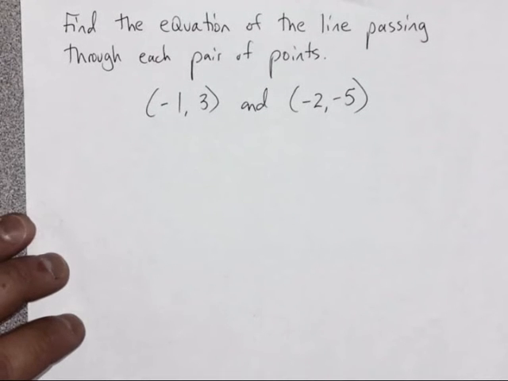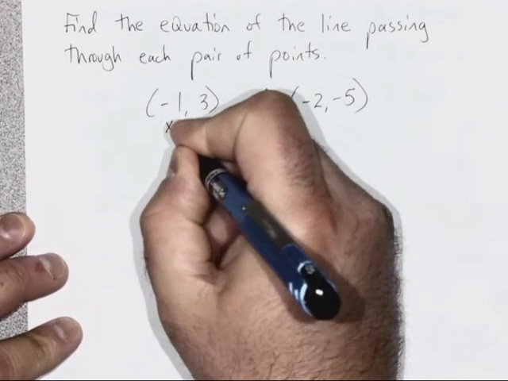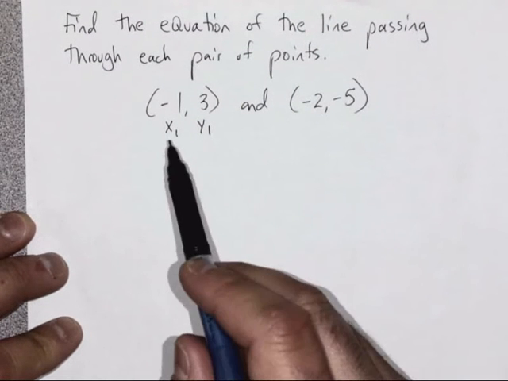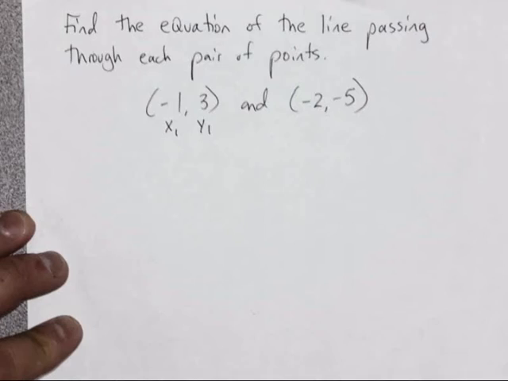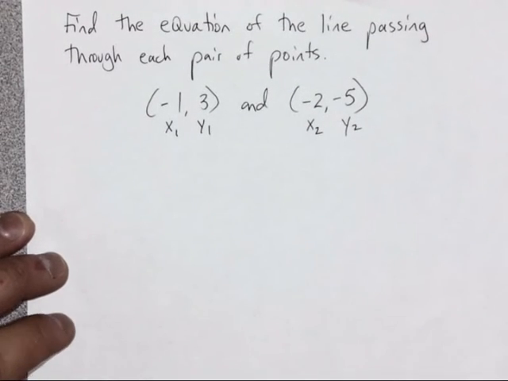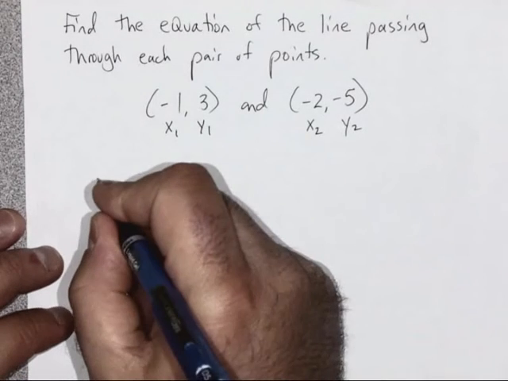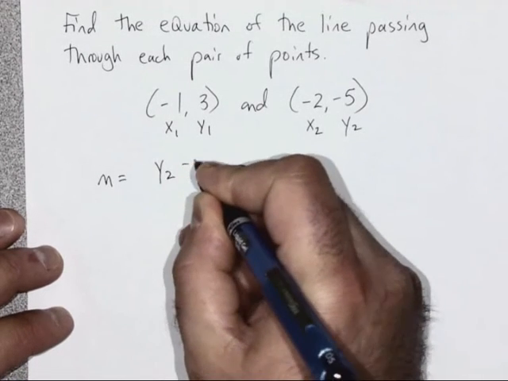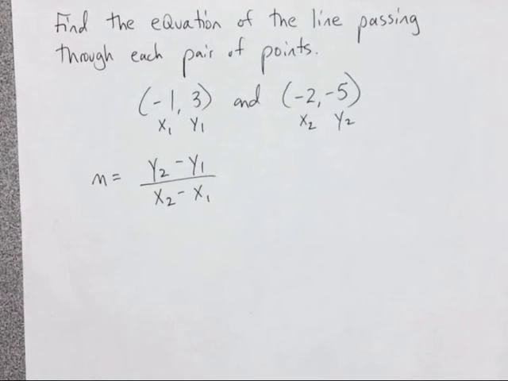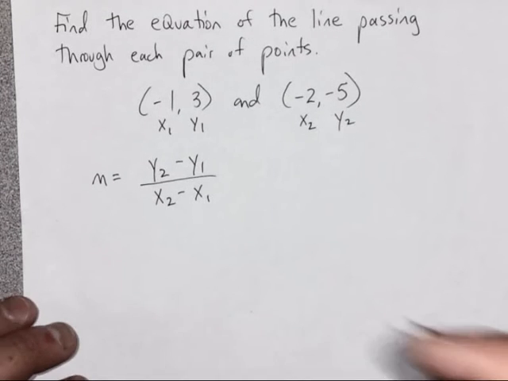We learned how to find the slope between 2 points in the previous section. So I'm going to do that. I'm going to label these ordered pairs: x1, y1, the x coordinate of the first point, y coordinate of the first point, x2, y2, the x coordinate of the second point, y coordinate of the second point. And then remember that my slope formula is y2 minus y1 over x2 minus x1, right? And so that's how I can find the slope between 2 points.